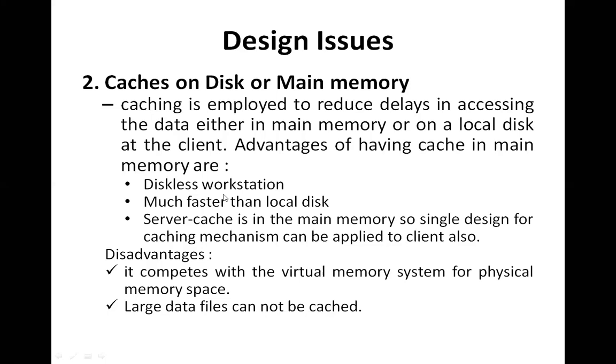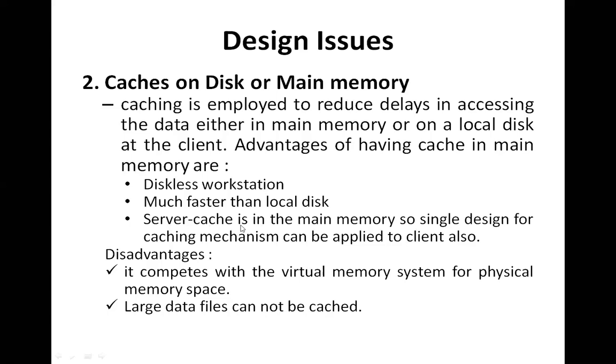The second advantage is that it is faster than the local disk. Since accessing main memory is faster than accessing the local disk, accessing the cache in main memory will be faster than accessing the cache on the local disk. And the third one is the server cache.